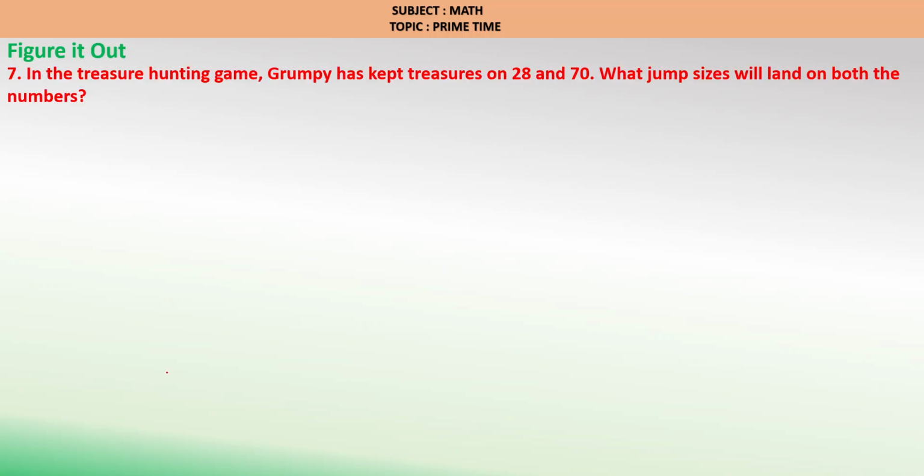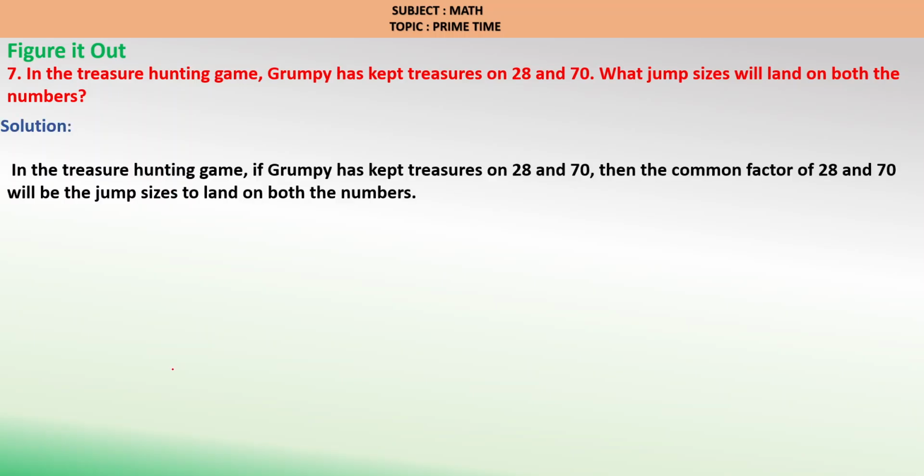Let us see question number 7. In the treasure hunting game, Grumpy has kept treasures on 28 and 70. What jump sizes will land on both the numbers? The common factors of 28 and 70 will be the jump sizes to land on both the numbers.